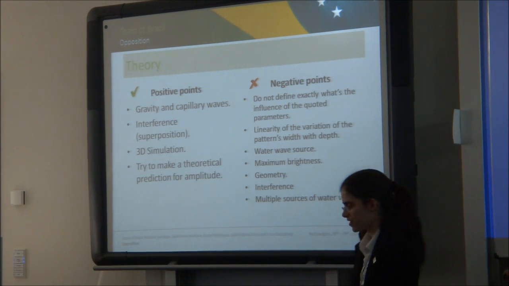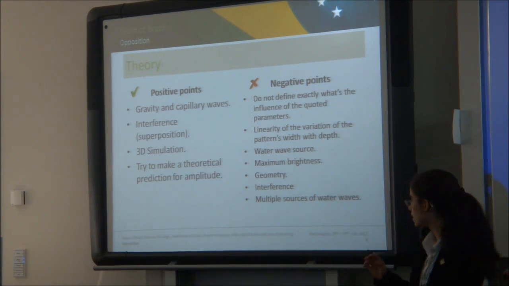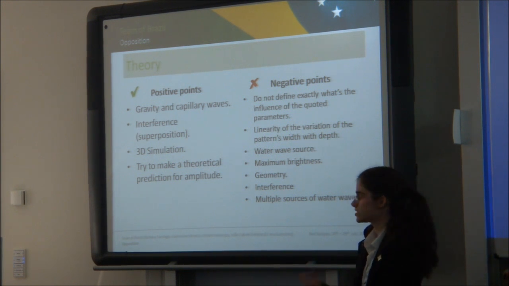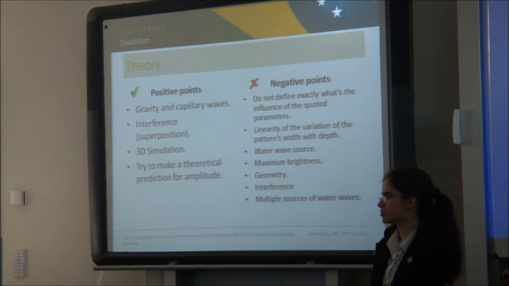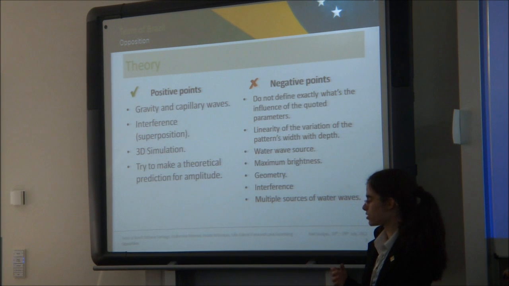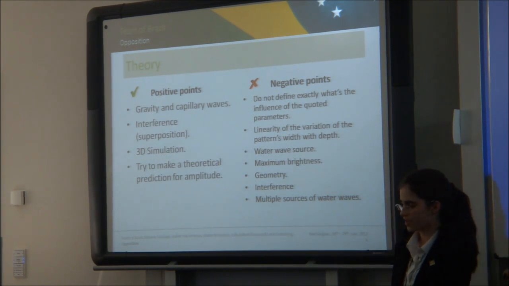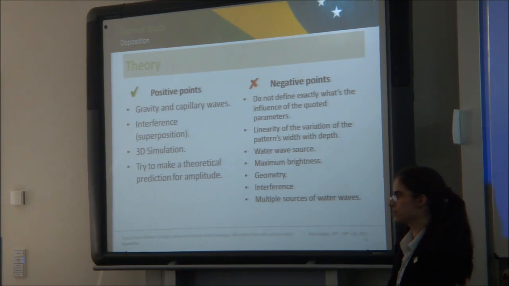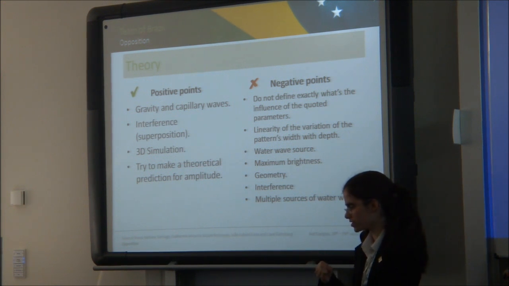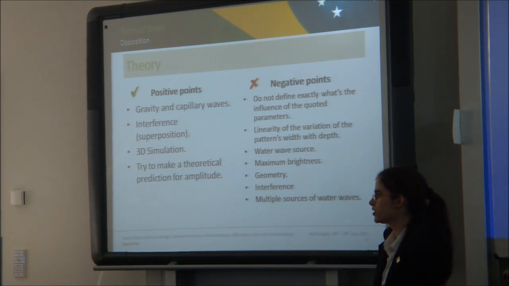They didn't vary the wave source, the water wave source. They didn't talk about the maximum brightness, where it should be. They didn't talk about the geometry. What if I have multiple sources interfering? Would the pattern be the same, the geometry of the pattern? Would it be circular or would it be straight?